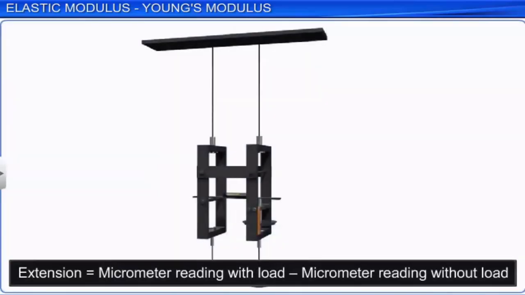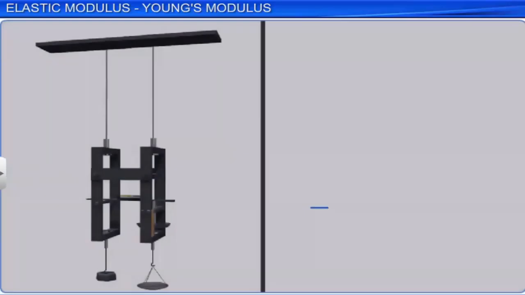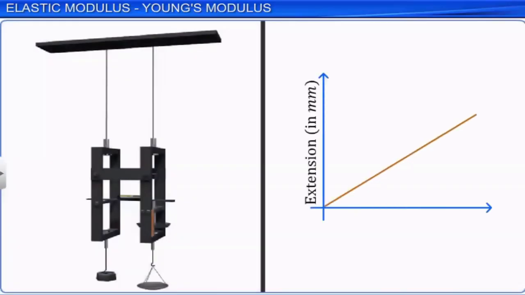In this experimental method, tensile forces were used to determine Young's modulus. Similar results are obtained even if the load causes compressive stress by using a suitable experimental setup. We learned that Young's modulus can be experimentally determined by applying different tensile or compressive loads and measuring the change in length in each case.